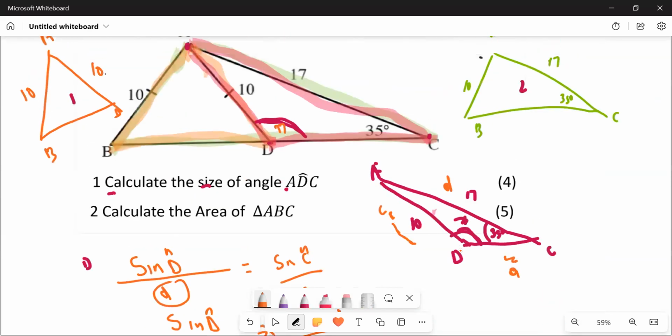Because it has more than one solution, we could have had another triangle ADE that looks like this, which has an acute angle. It's possible to have something that looks like this for ADE. And then how do you identify an ambiguous case?